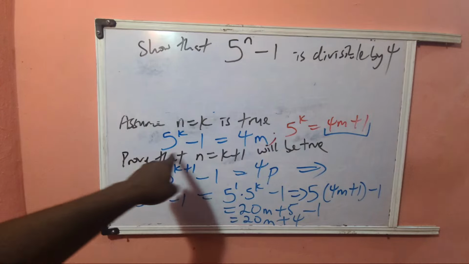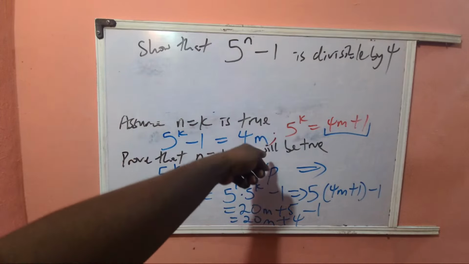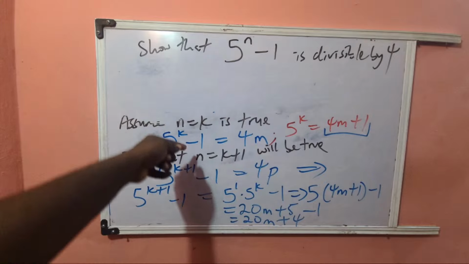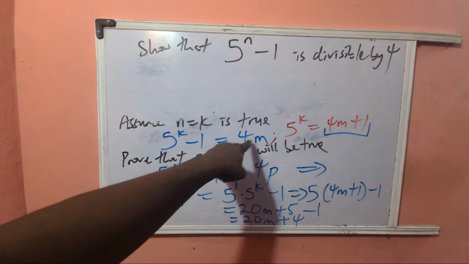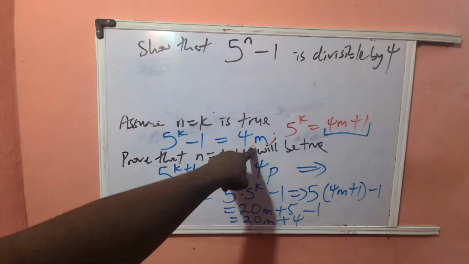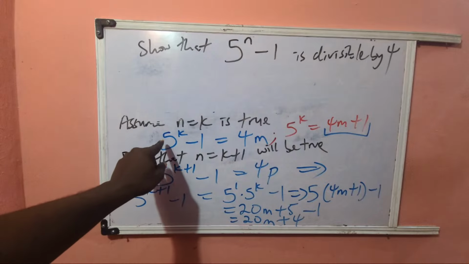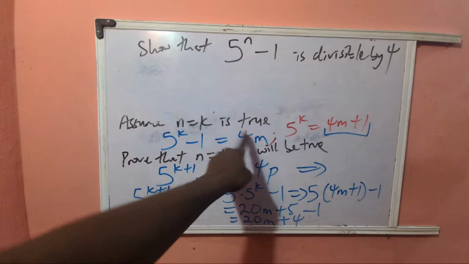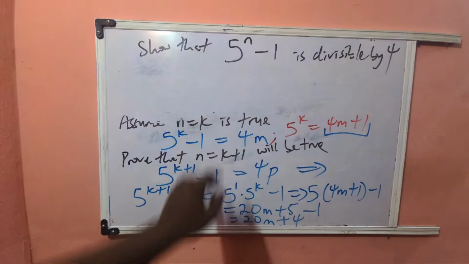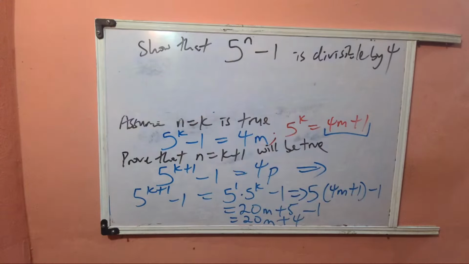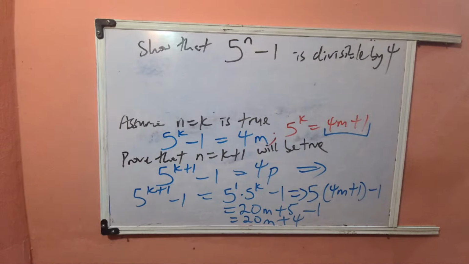Look, we have done the inductive hypothesis, where we assume that n equals k is true. So we said if n equals k is true, then 5 raised to the power k minus 1 must be equal to 4 times a particular integer m. That was clear to everybody. So I went on to say 5 raised to the power k is the same thing as 4m plus 1. Good. Now I want to do the final step, which is to prove that n equals k plus 1 will be true. So I now wrote something here.